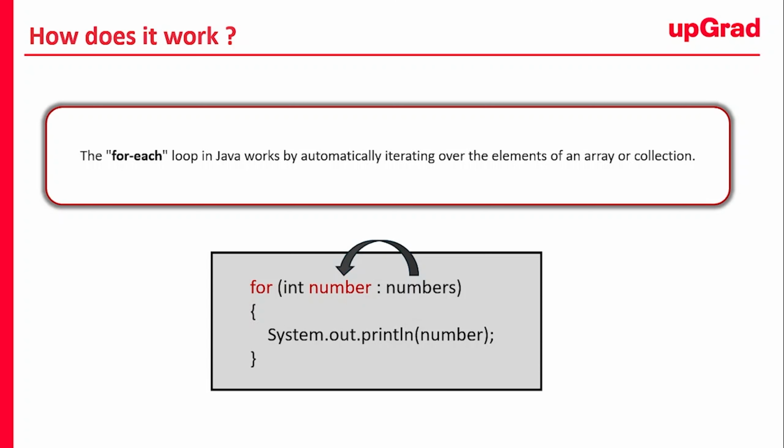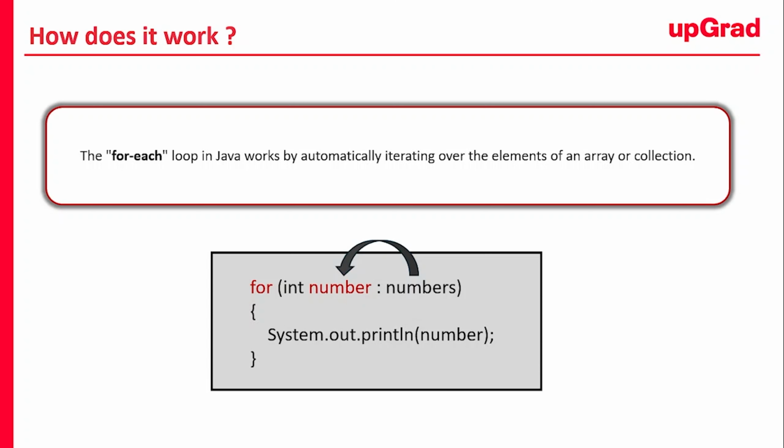The array name is numbers. So this number variable will hold each element of the array numbers during the loop's iteration. And we know numbers is the array. So numbers specifies that the loop will iterate over each element in the array numbers. All right, so numbers is basically the name of the array.